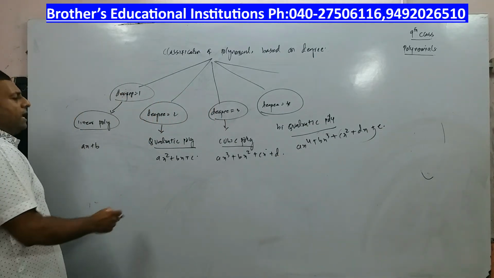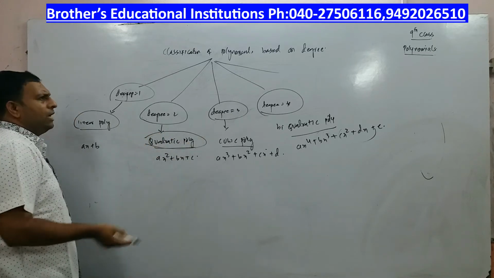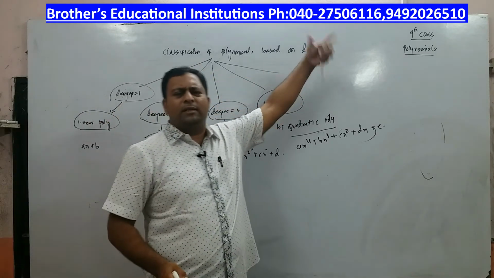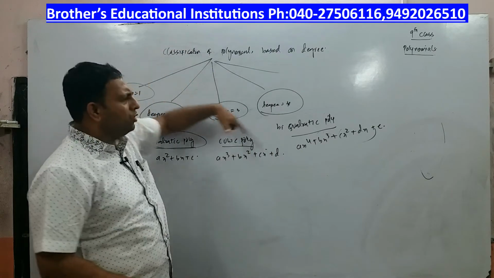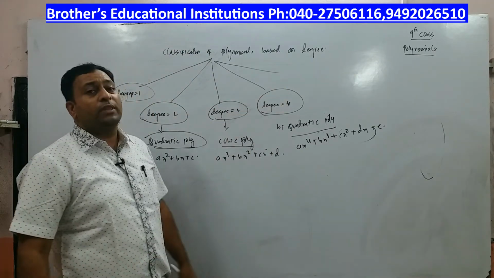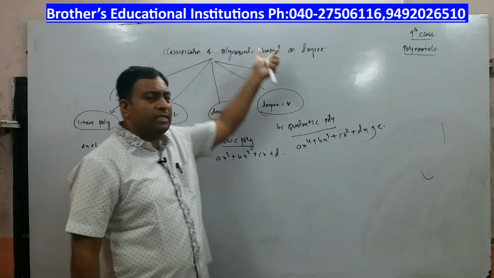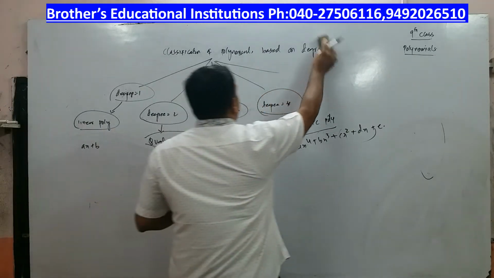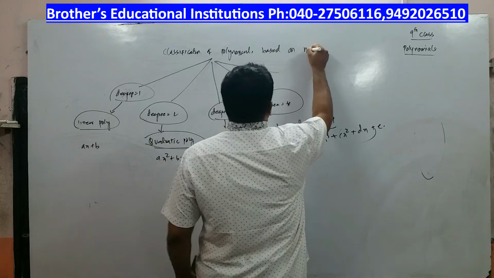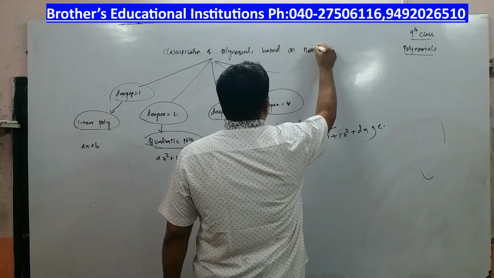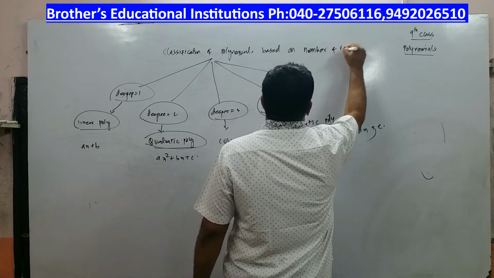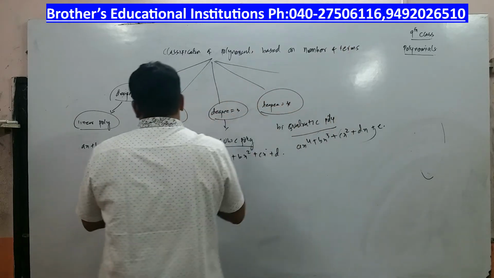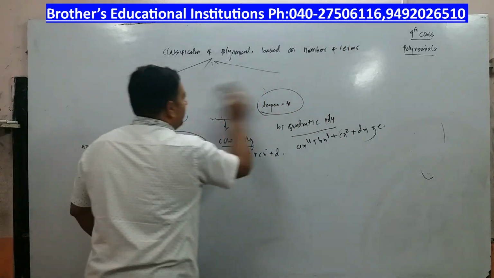So that's how the classification is based on the degree. Tomorrow you can have something else and some other name will be there. But for your syllabus, you need to know these things. If I take the polynomials based on the degree, the classification is like this. And if I divide the polynomials based on number of terms, the classification will be a little bit different.